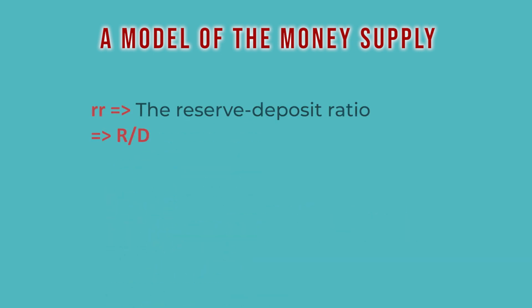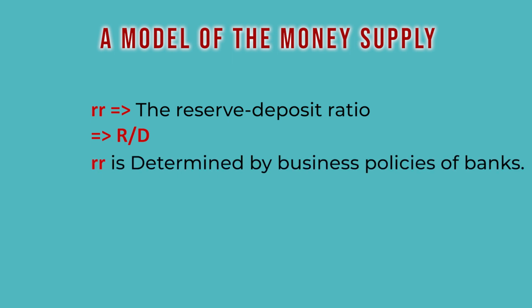The next exogenous variable that we talk about is the reserve deposit ratio. What is the reserve deposit ratio, or RR? It is the fraction of deposits that banks hold in reserves, that is R by D. Reserves are R, deposits are D, so it is R by D. And this is determined by the business policies of the banks.